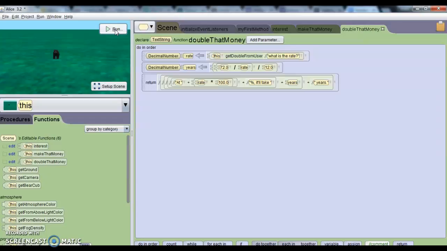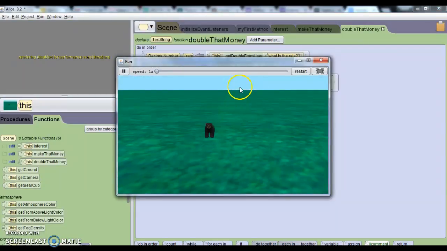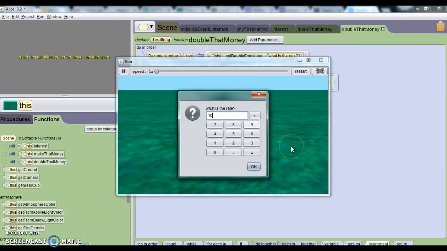Okay? If the rate is like 10%, it doesn't even take a full year. Okay? Actually, no, sorry. When I type in 10, that's not 10%. That's actually 10 times 10. That's 100%.